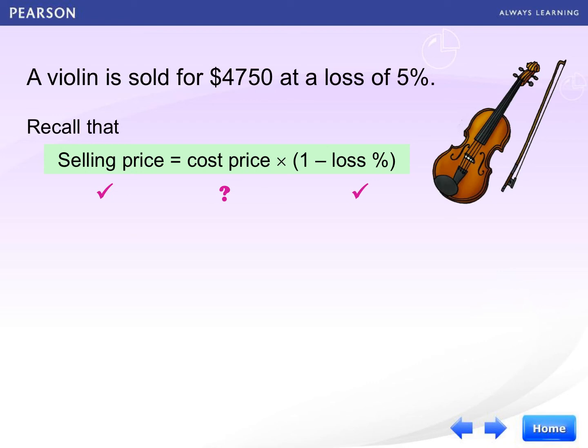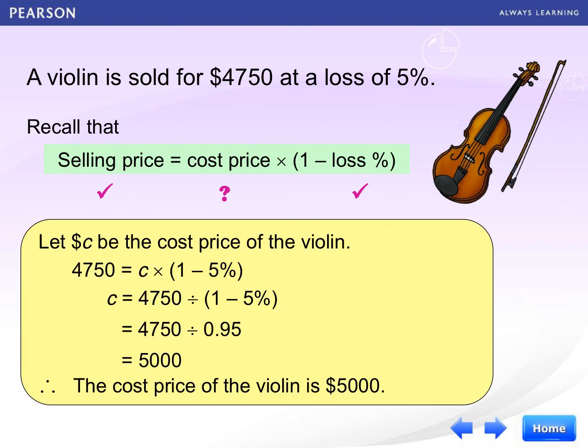How do we find the cost price? We know this and this. How can we find the cost price? Now we can let $C be the cost price of the violin. By setting up the equation, we can solve for C by dividing 4,750 by 0.95. Then we can find the cost price. The cost price is $5,000 in this case.